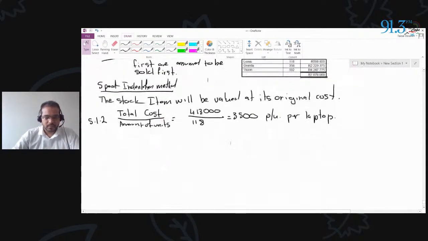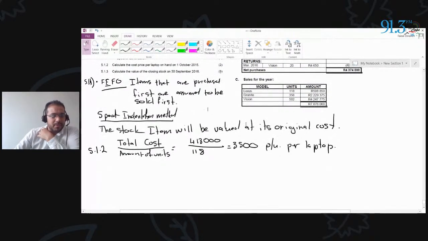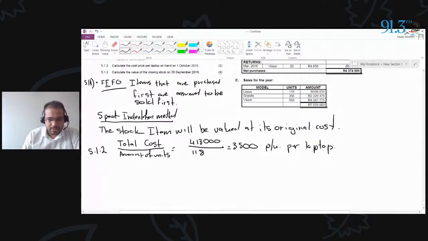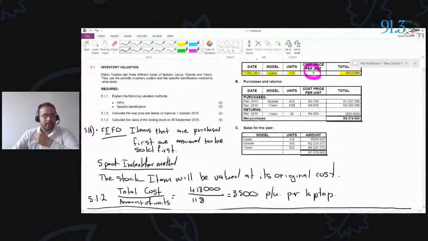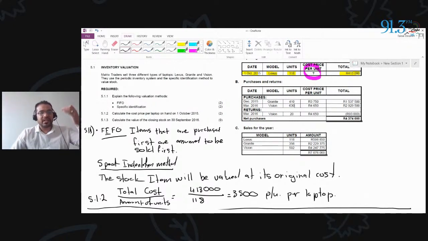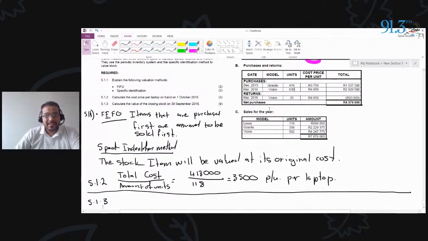Okay, the next part. When we're looking at 5.1.3, it asks us the following. Let's just rule a line here to create a division between our questions. 5.1.3: Calculate the value of the closing stock on the 30th of September 2016. So we need to use the specific identification method to calculate the value of the closing stock at the end of the financial year. Now, let me give you a tip. What I've noticed in papers is that whenever they ask you to calculate a closing stock using the specific identification method, they do not give you the closing stock, but rather expect you to calculate it. So the trick here is we first need to calculate what the closing stock is.